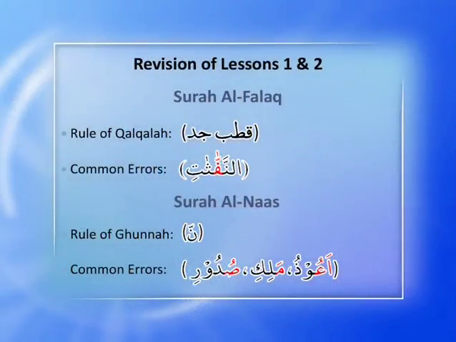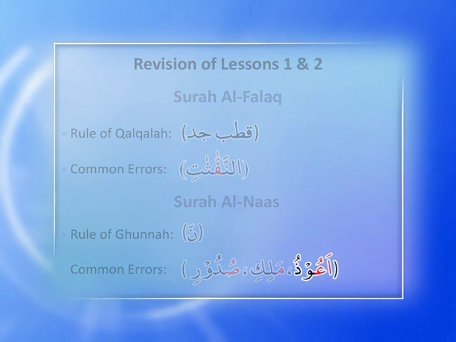So there are many examples of noon with shadda in Surah An-Nas, and we practice that one. The common errors which we highlighted were 3. Maybe different people have different ones, but most commonly these are the common errors. So first of all, Abdurrahman, can you read the first one? أعوذ. Second one? ملك صدور. Okay. أعوذ. ملك. صدور.